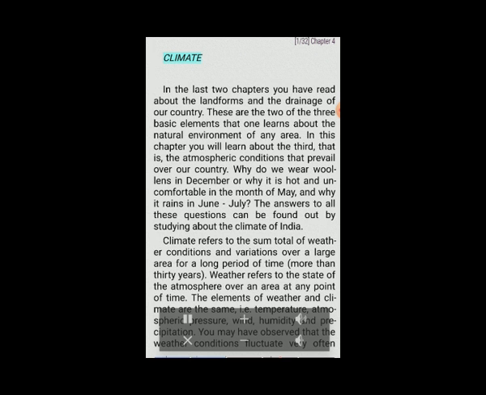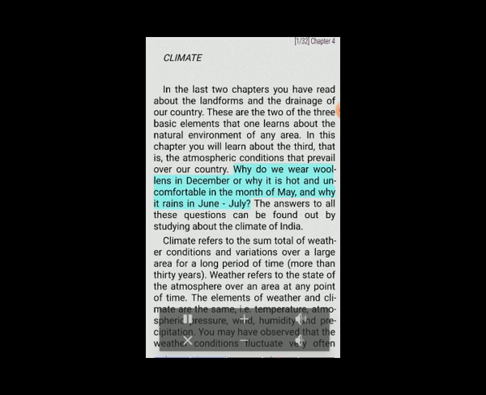Chapter 4. Climate. In the last 2 chapters you have read about the landforms and the drainage of our country. These are 2 of the 3 basic elements that one learns about the natural environment of any area. In this chapter you will learn about the third, that is, the atmospheric conditions that prevail over our country.